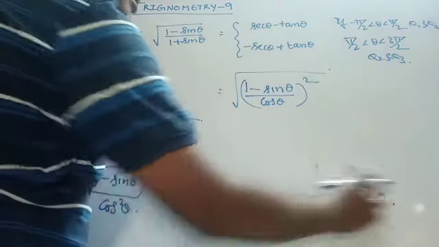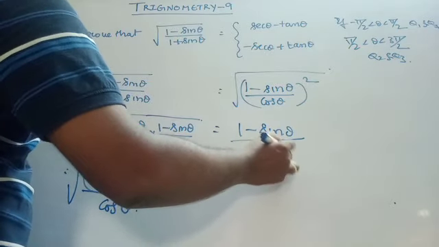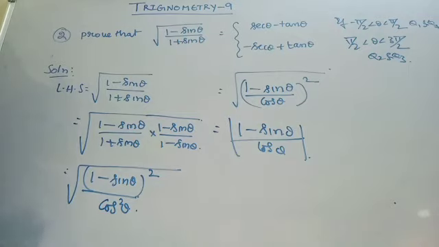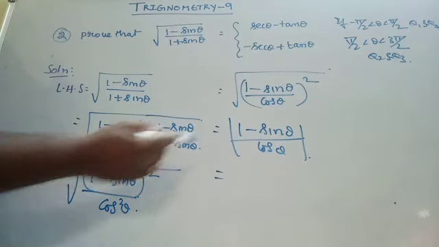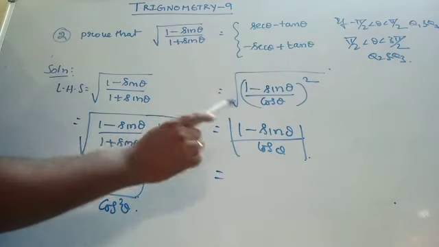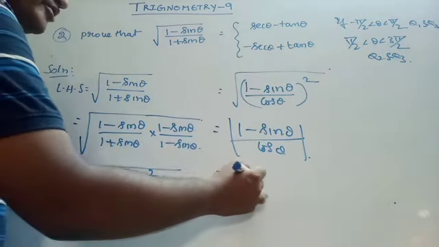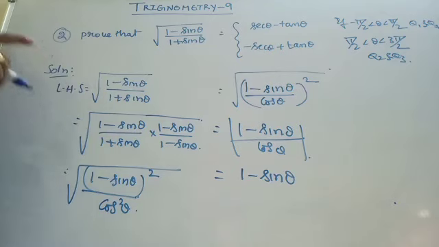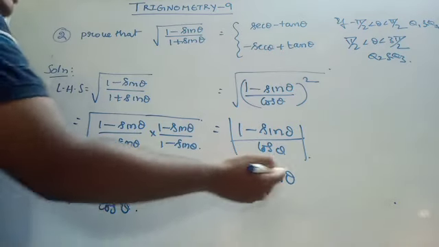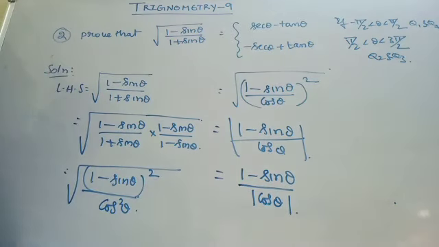Using this fact, this is equal to modulus of (1 minus sin theta) by cos theta. What I am telling is this 1 minus sin theta is always positive, because the maximum value of sin theta is 1, and its range is from minus 1 to 1. Therefore 1 minus sin theta will always be positive, so you get it as it is, because mod of x becomes x when x is positive. That's why it becomes 1 minus sin theta divided by modulus of cos theta.